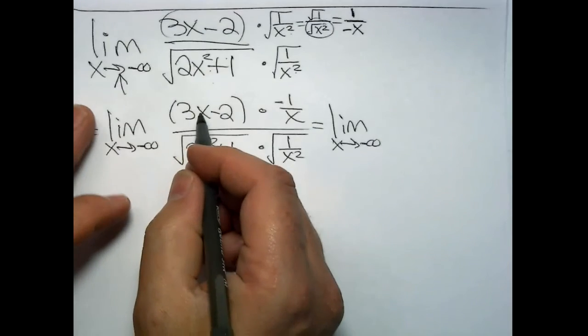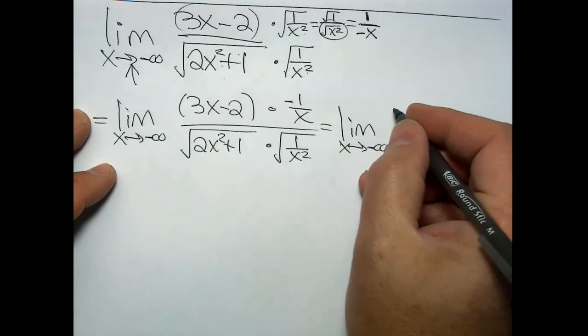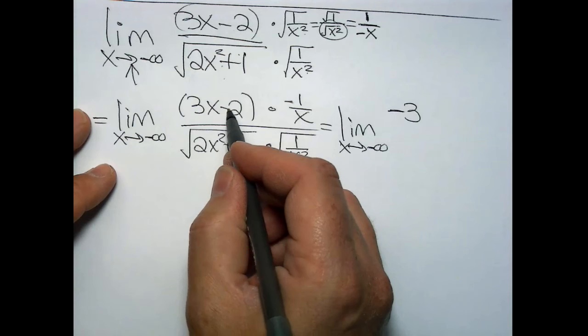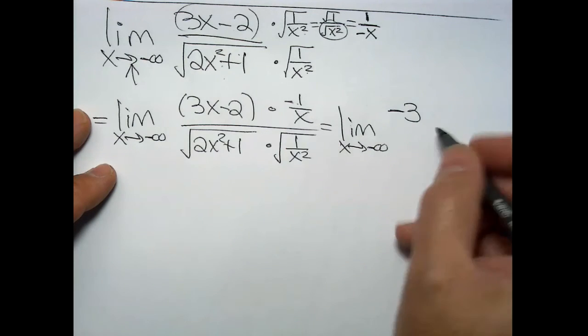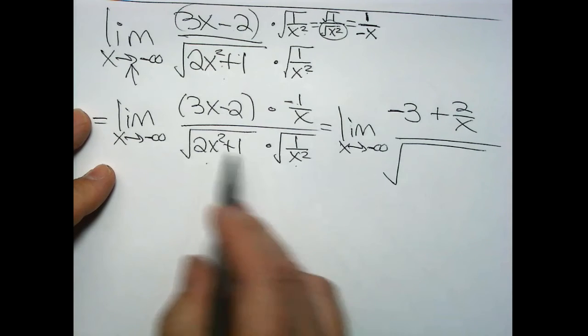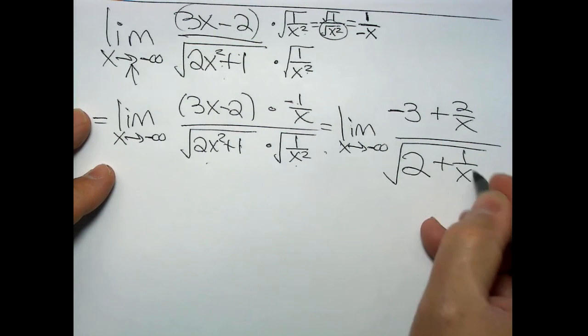So I get 3x divided by x with a minus sign. What's that worth? Don't the x's cancel? I'm left with a minus 3. A negative 2 times a negative 1 over x is a plus 2 over x. These two radicals love to join together. So 2x squared over x squared is 2, and 1 over x squared is 1 over x squared.